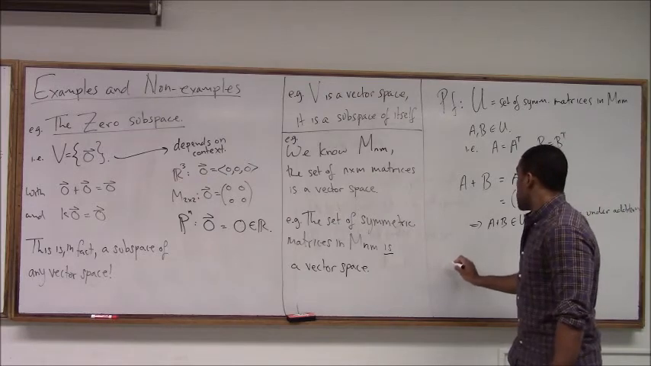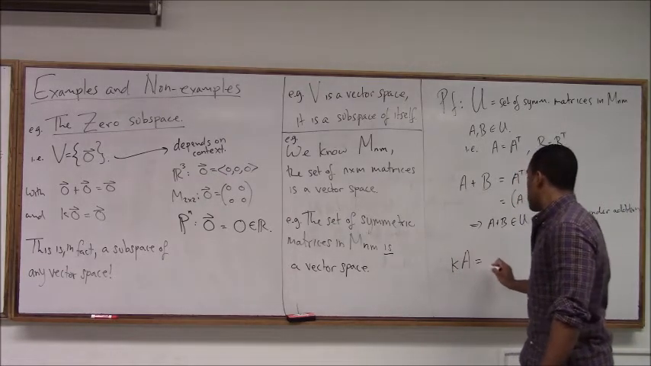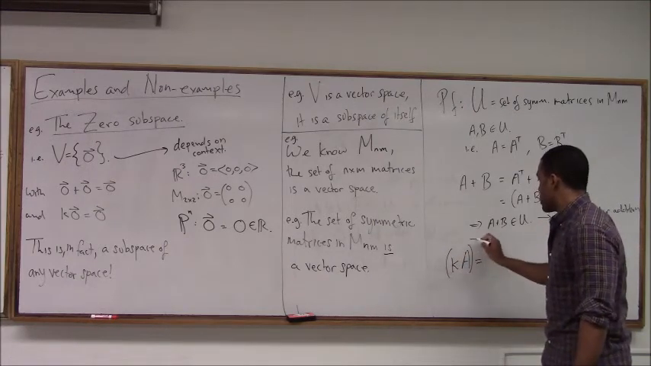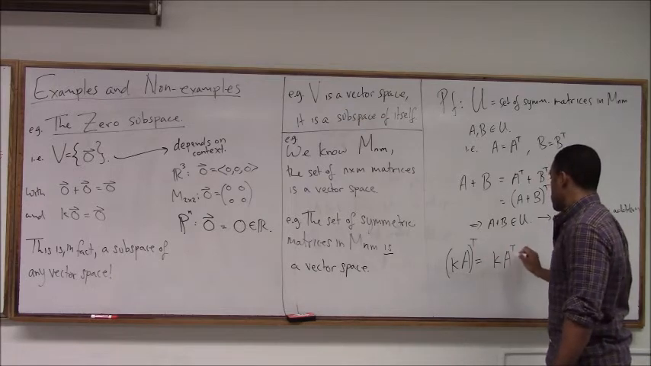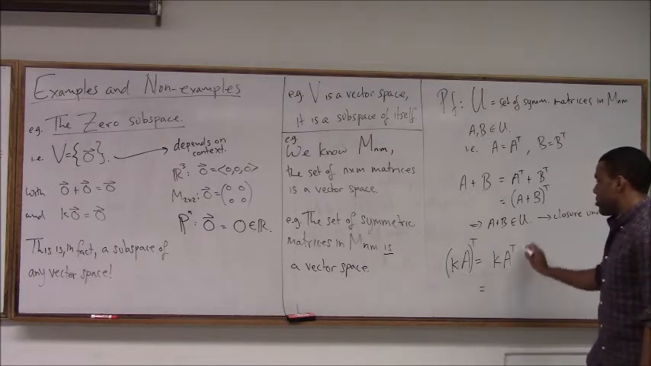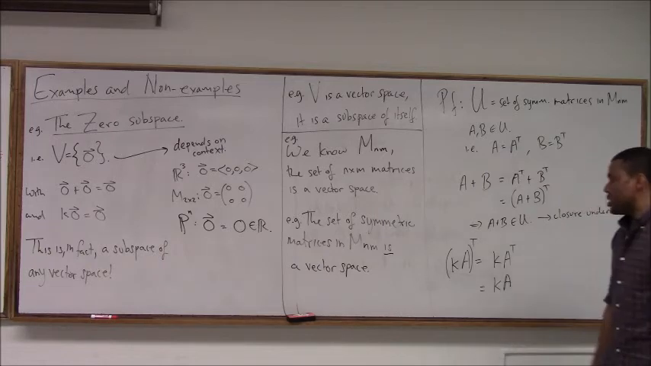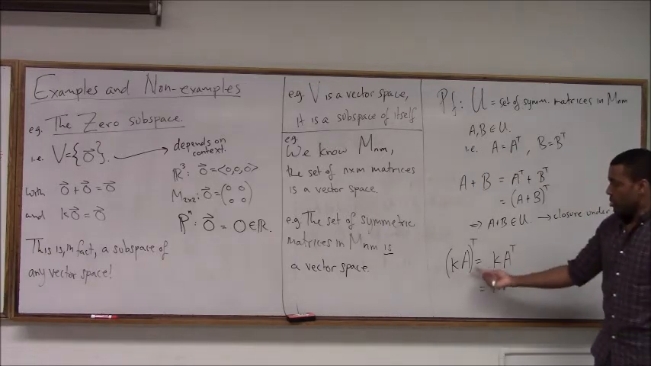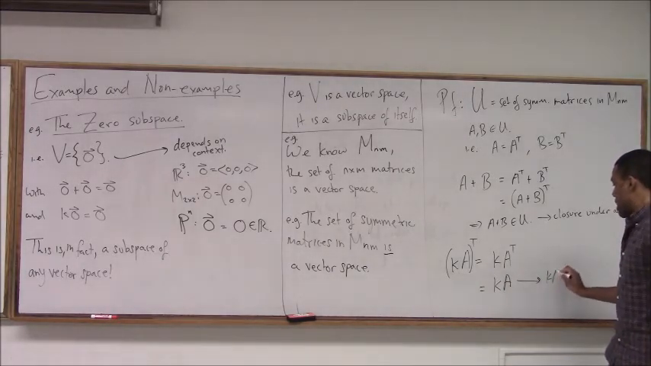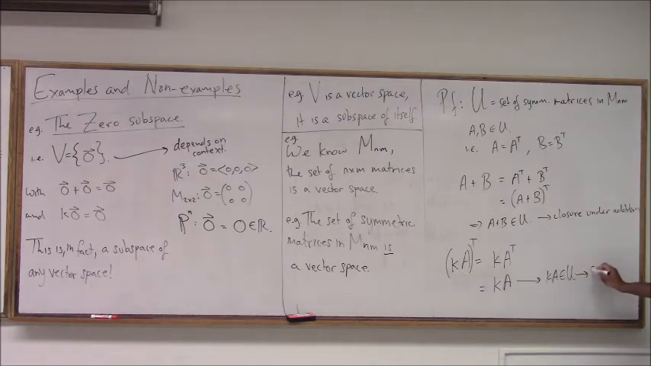We also know that if I take the transpose of K times A, this is K times A transpose. But A is a symmetric matrix, so A transpose is equal to A. So a constant times A has transpose equal to itself, which means that KA is also in U, and that gives us closure under scalar multiplication. Once I check those things, it means it's a subspace.